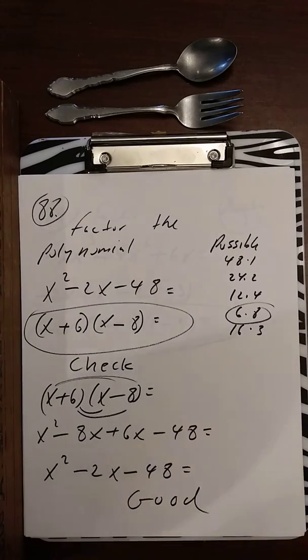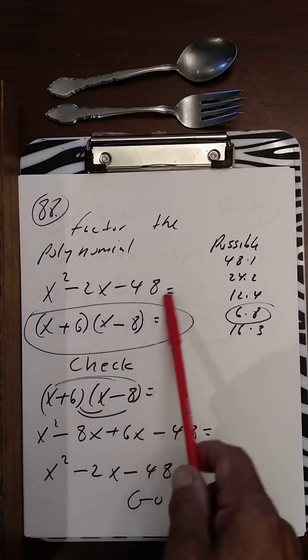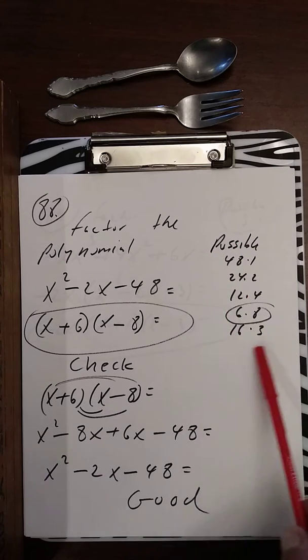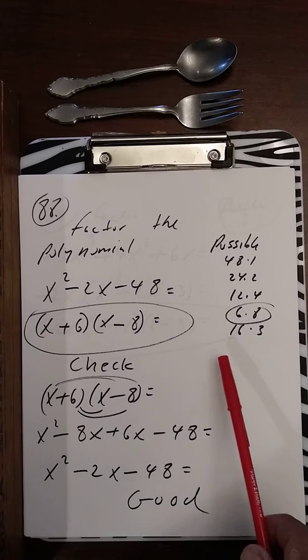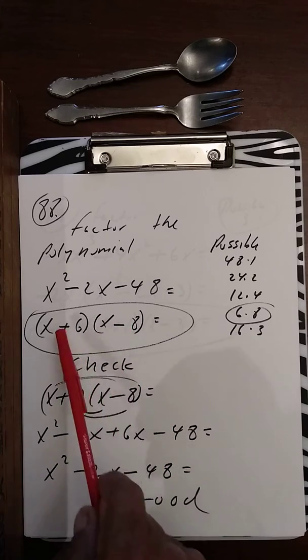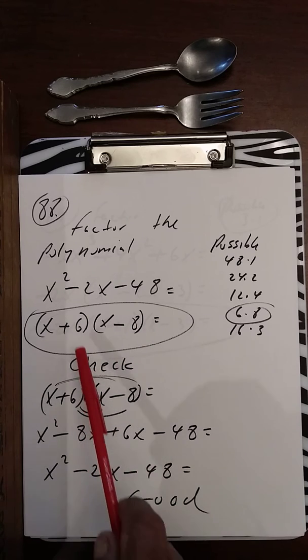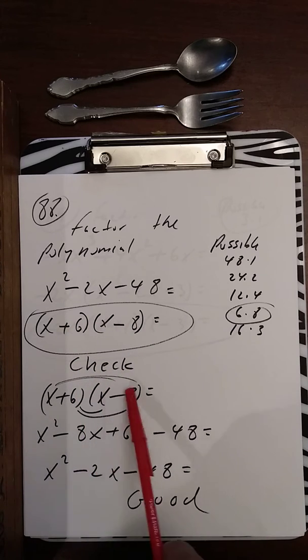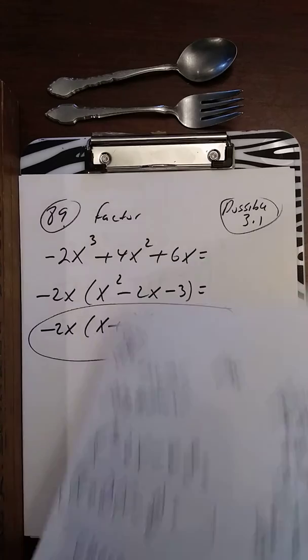Next one. Factor the polynomial x squared minus 2x minus 48. 48 is, these are all the possible combinations. 48 and 1, 24 and 2, 12 and 4, 6 and 8, 16 and 3. Try 6 and 8 with a negative and a positive. Check it. X times x, x squared. Has a negative 8x. That's going to be 6x. That times that is negative 48. X squared minus 2x minus 48. Does that match this one? Yes. Good. That's right.